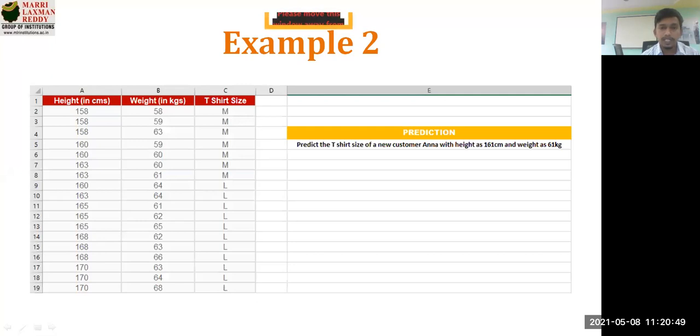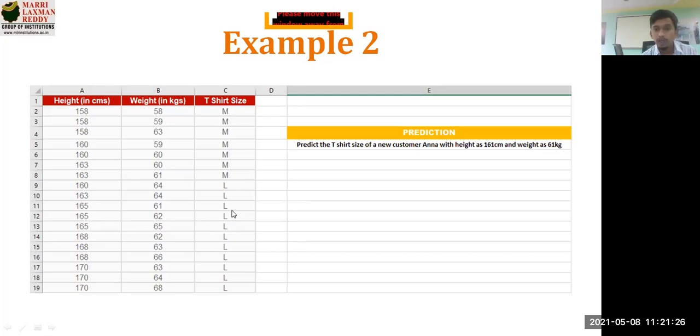This is the next example which I want everybody to look into. It's a similar problem: here it has height in centimeters and weight, and the class label is changing. The class label says that if a person has height 158 centimeters and weight 58 kgs, then his t-shirt size may be M. And if he has height 165 centimeters or more and weight more than 60 kgs, his t-shirt size is L.